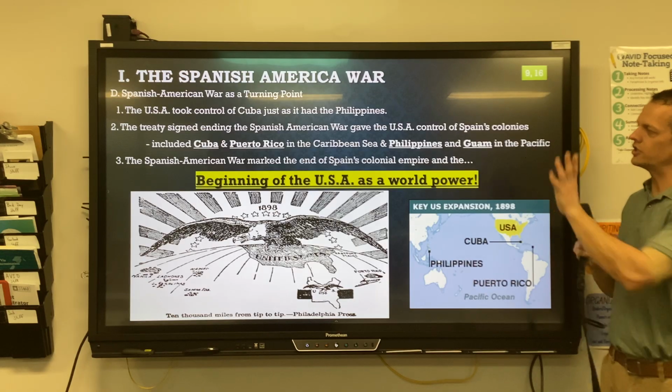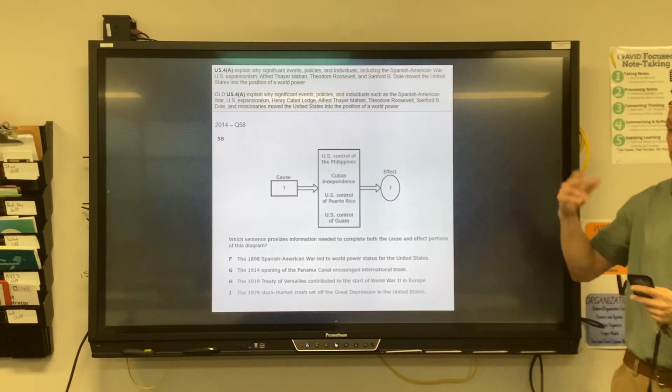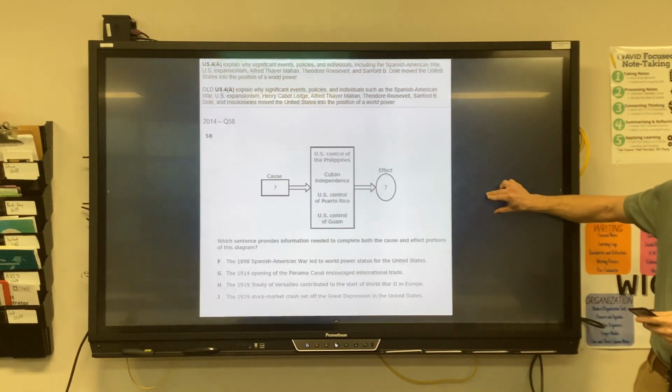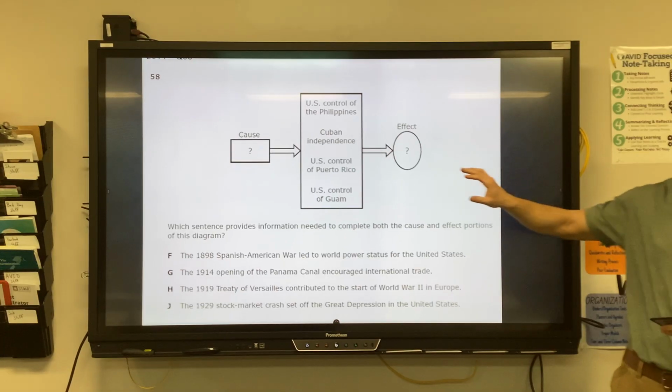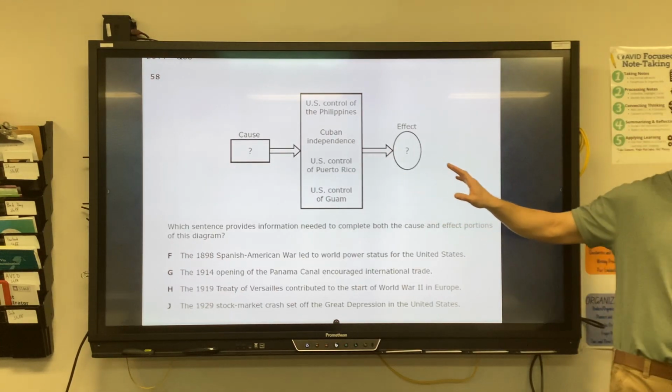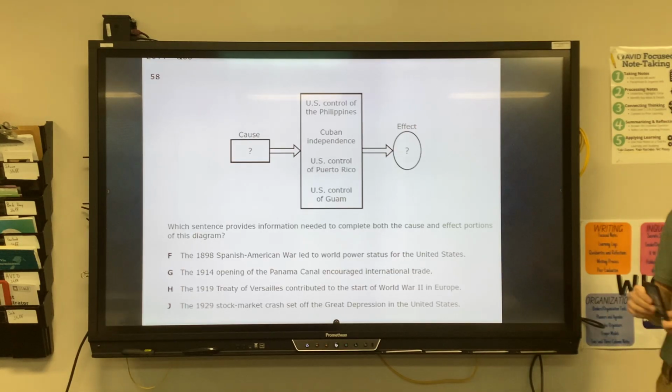So you gotta know this part, these four were from the Spanish-American War. So here's a STAR question, 2014. Do you guys recognize these arrows and stuff? Maybe from biology STAR tests, pretty common. They've actually gone away from these, though it still happens every once in a while with STAR tests.